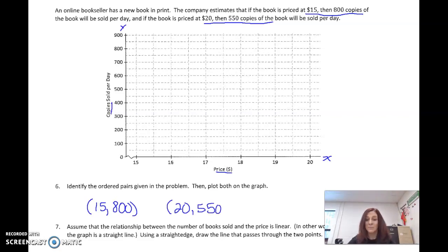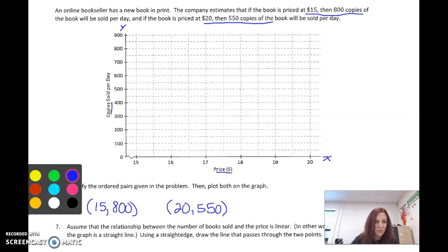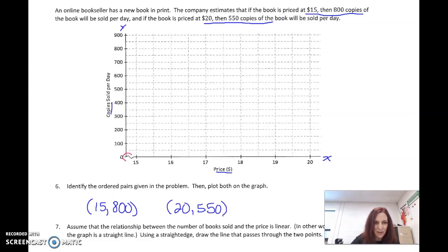So here we go, right? We have a couple points here. And it says assume that the relationship between the number of books sold and the price is linear. In other words, it's a straight line. So let's plot these 2 points. So the first thing I want you to notice is this crazy looking thing right here.